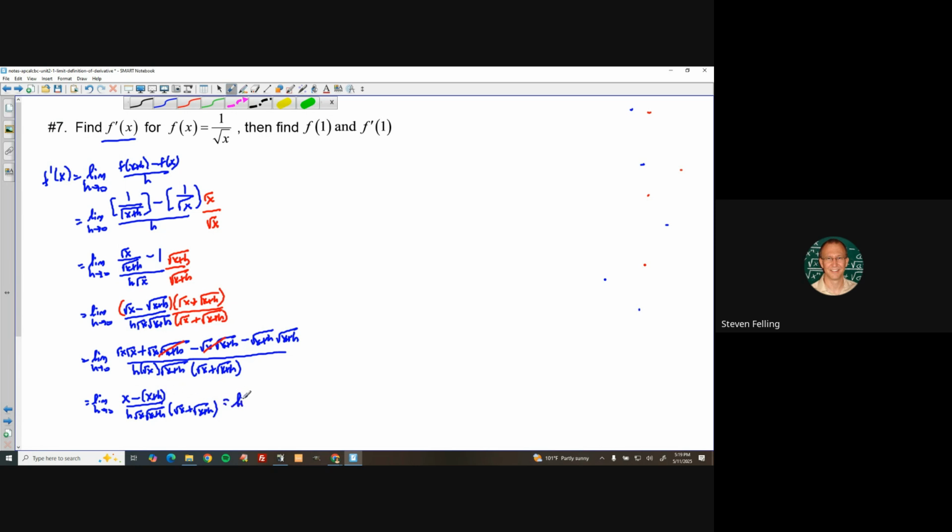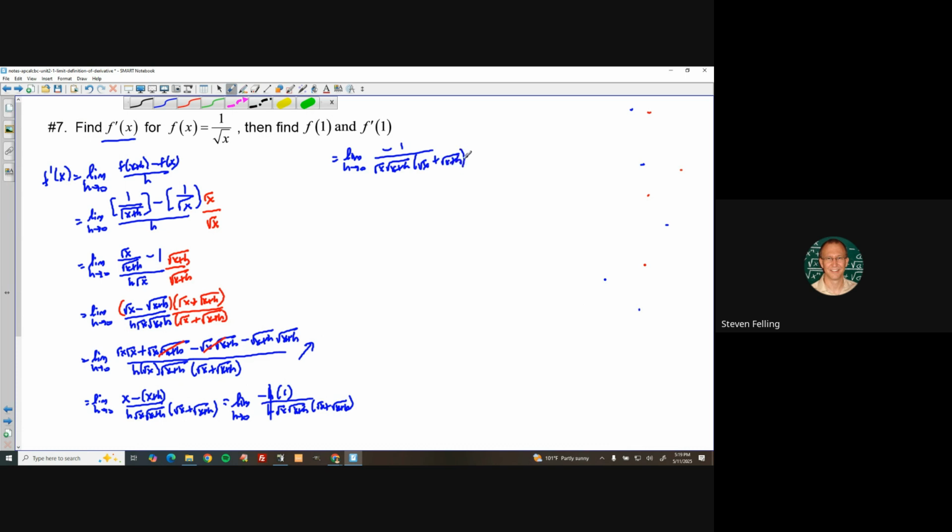So I'm going to write this again. Limit as h approaches 0. We have a negative h on the top, which I'm going to factor out, leaving a 1 here. And then I'm going to factor this h out of the bottom. That leaves the square root of x plus h, square root of x plus square root of x plus h. And that means that this h and this h cancel. So, going up there, the limit as h approaches 0 of, we've got a negative 1 now. And on the bottom we have a square root of x, square root of x plus h, square root of x plus square root of x plus h.